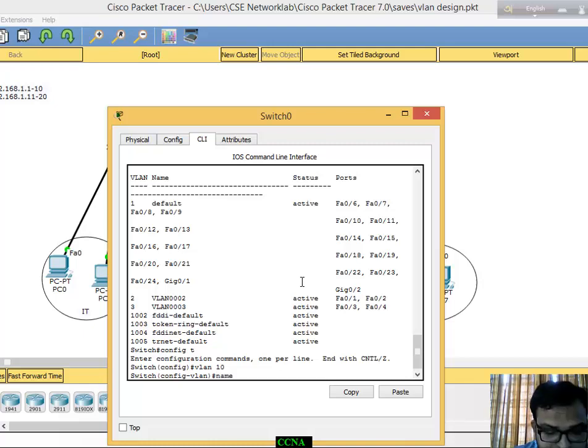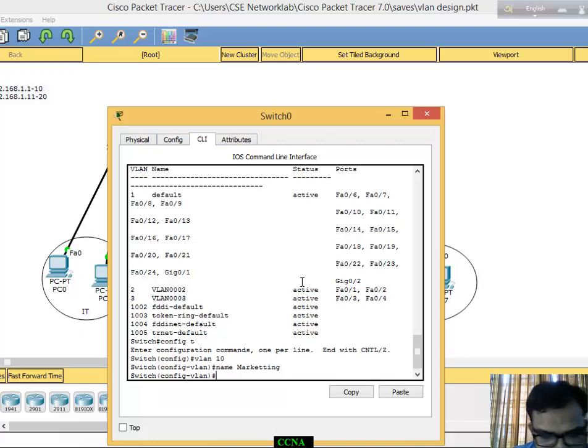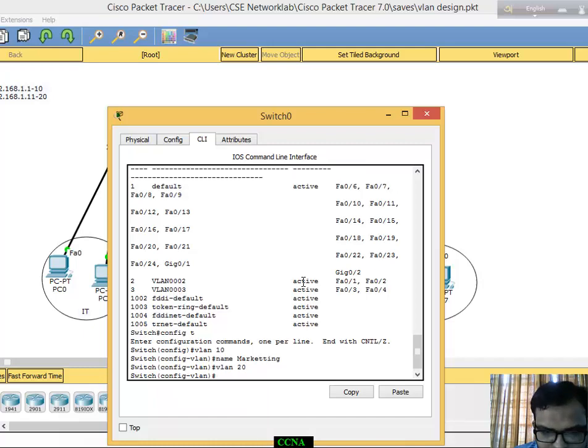Name marketing department. Marketing, VLAN 20, make name sales. Okay, one is the marketing department, another is the sales department.